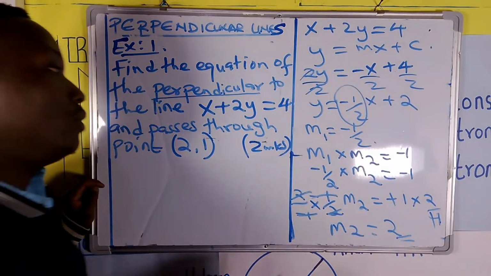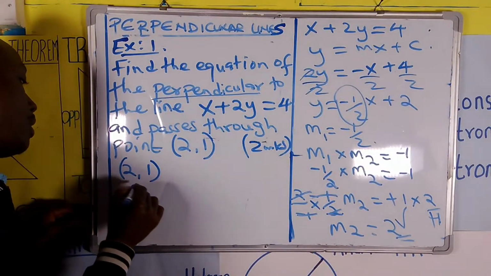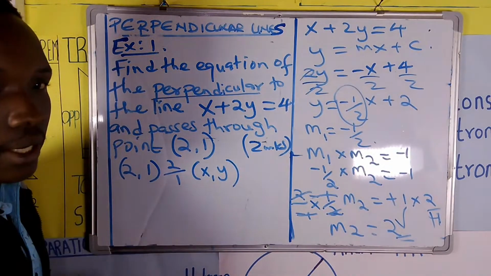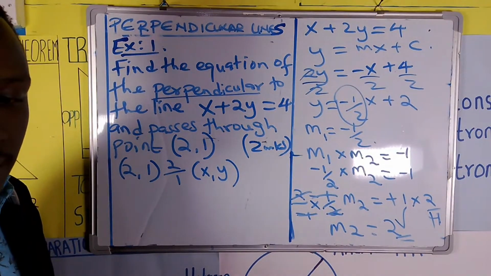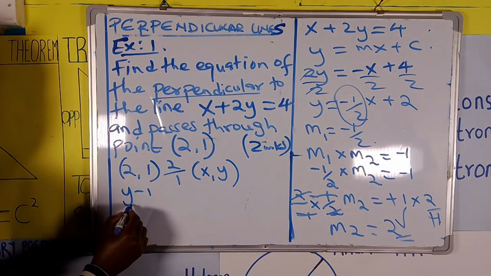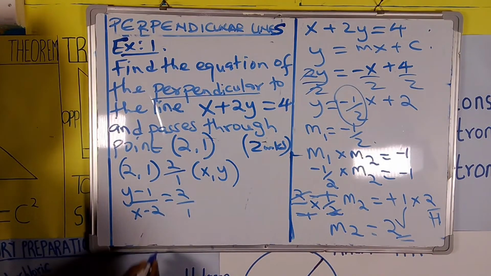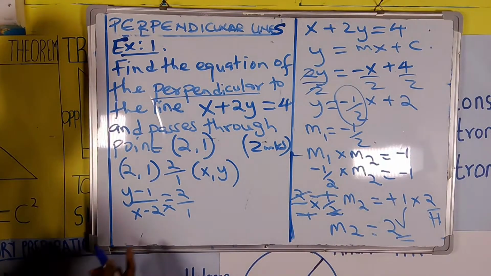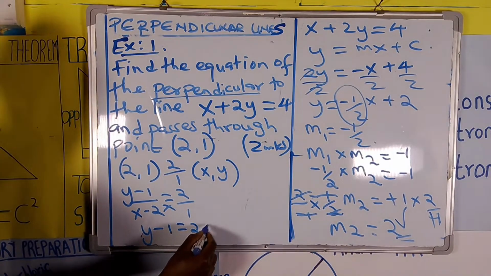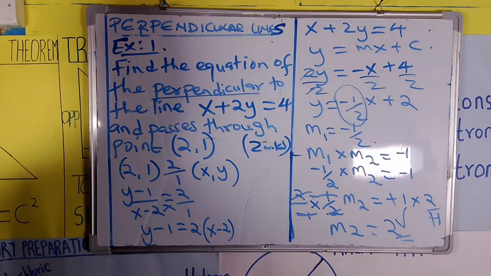So having our m2 as 2, we will now take the coordinates 2,1. The gradient is 2, and the arbitrary point is x and y. So we now have y minus 1 over x minus 2 is equal to 2 over 1. When we cross multiply, 1 times y minus 1 remains y minus 1, equals 2 into bracket x minus 2.